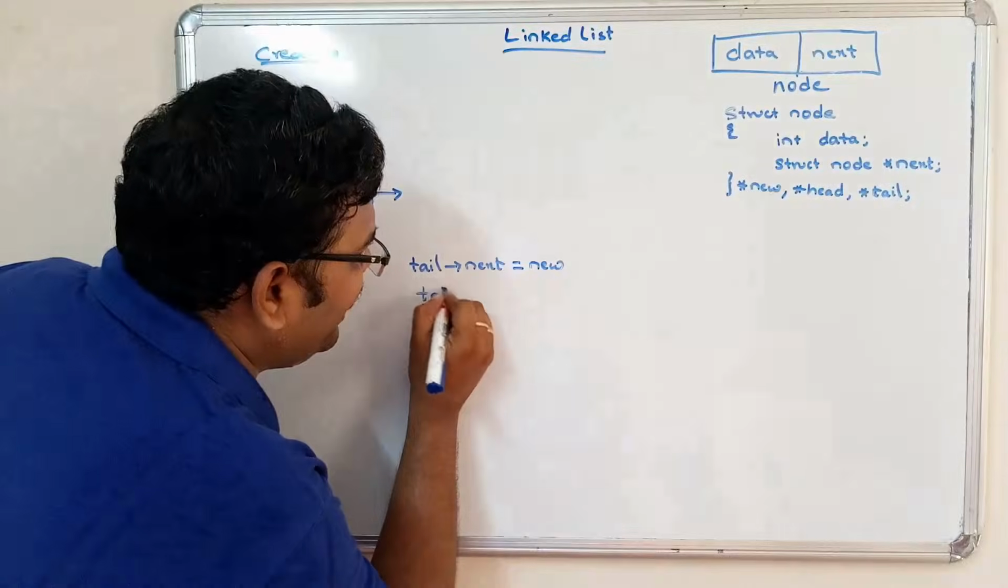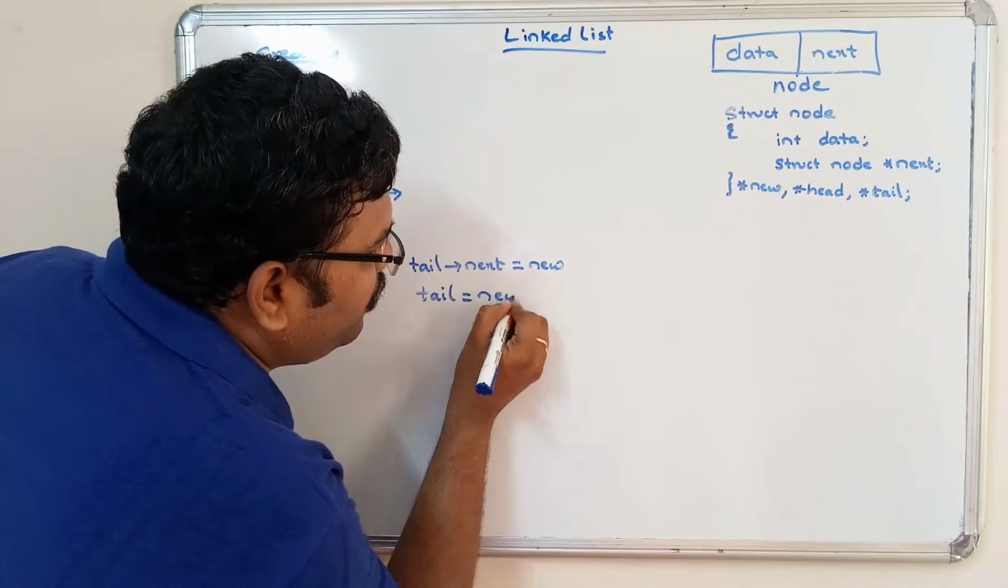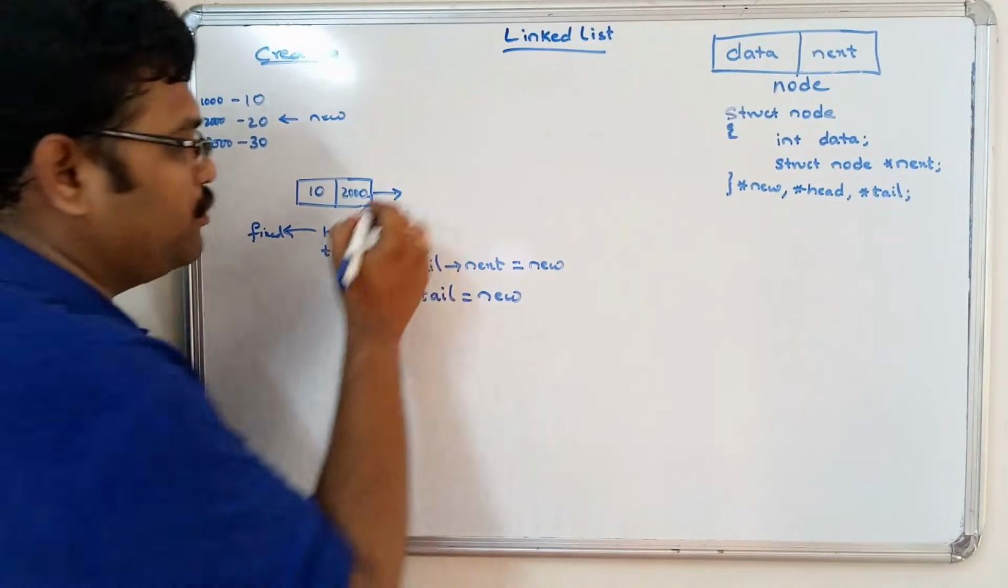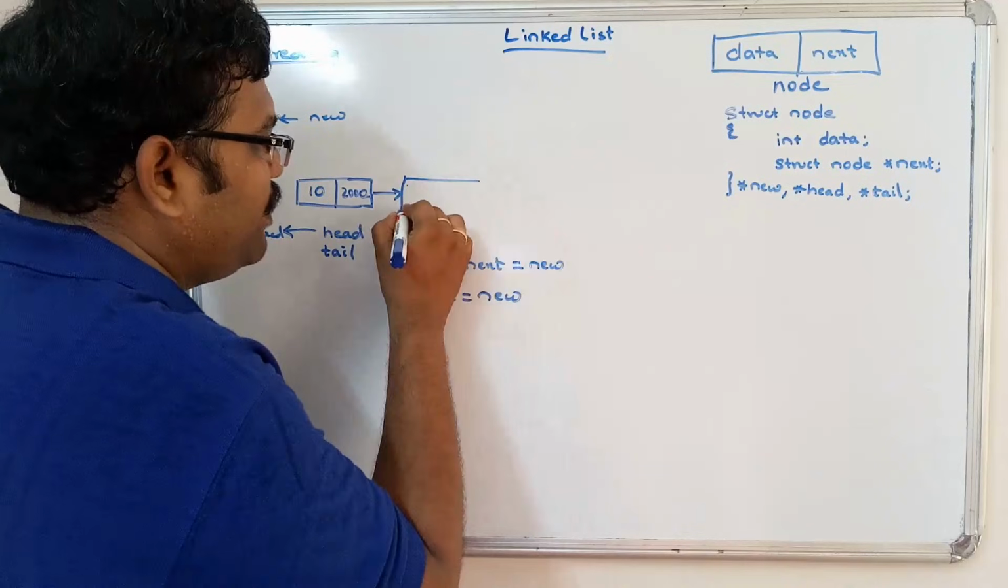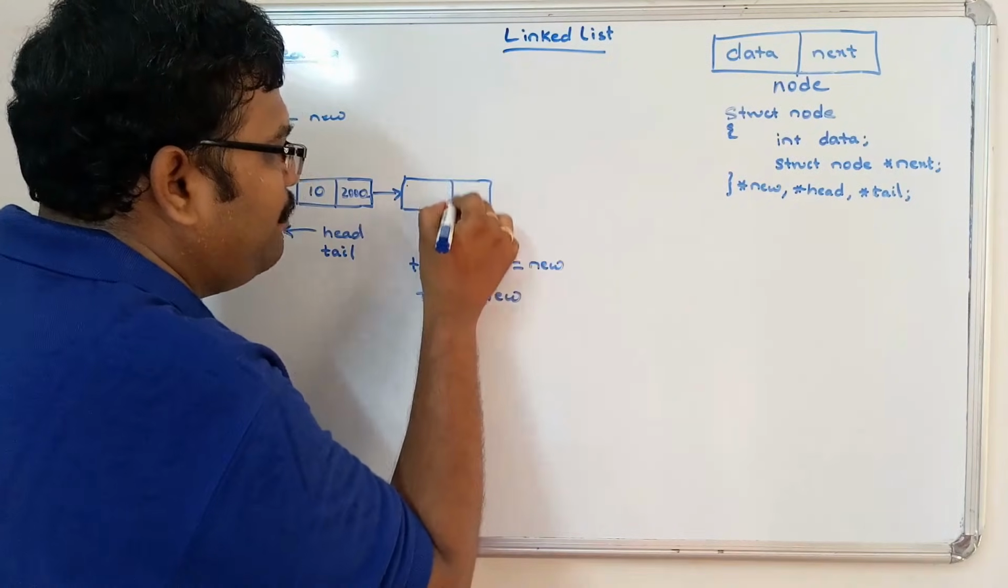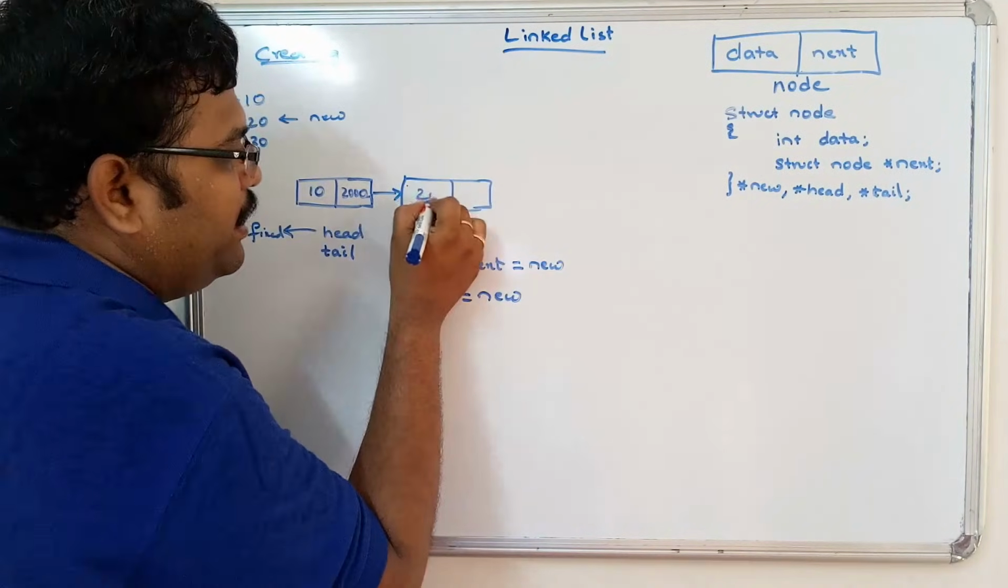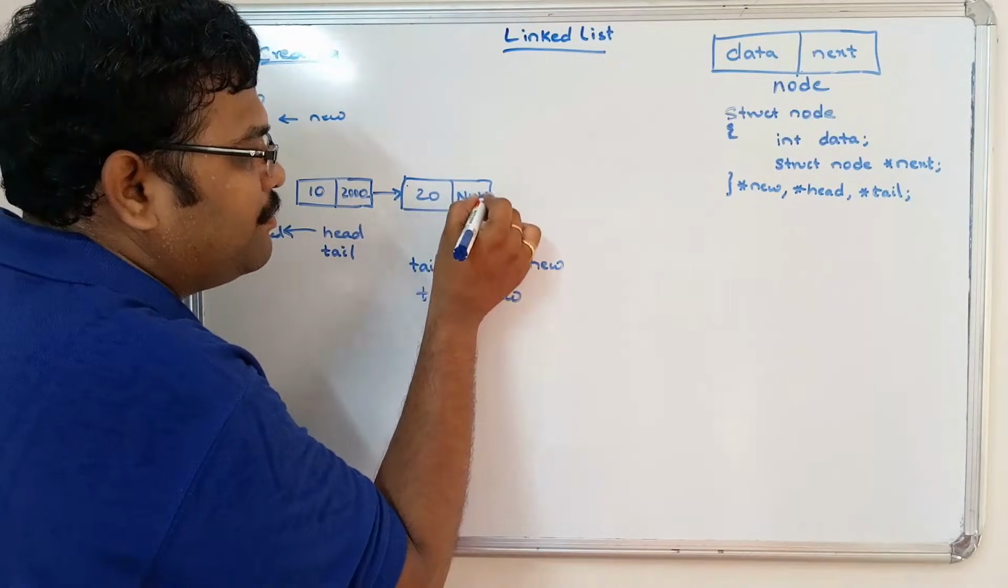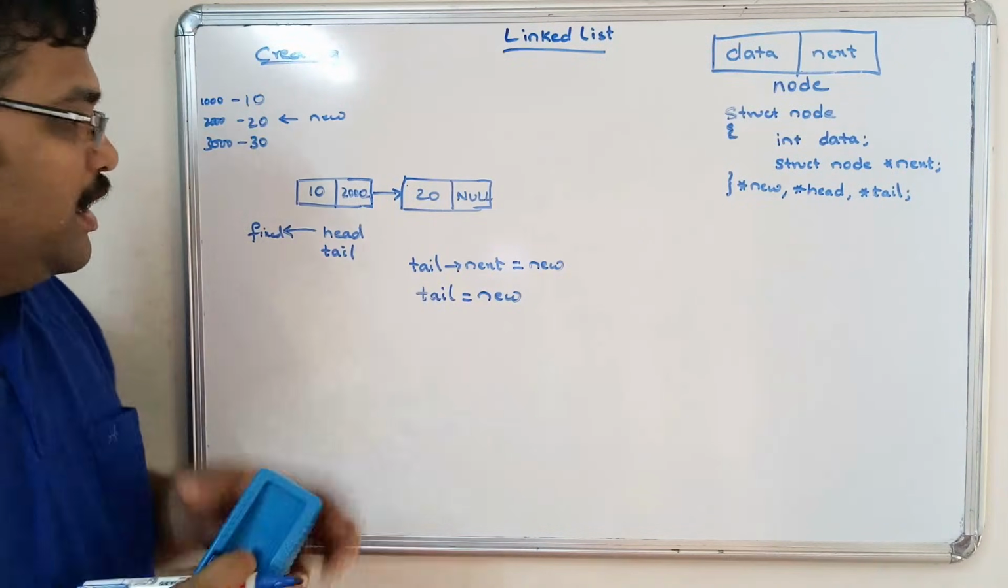Now the tail will be new. So that's why again we will have the second element, that is 20, and now it is null. Okay, hope you understood.